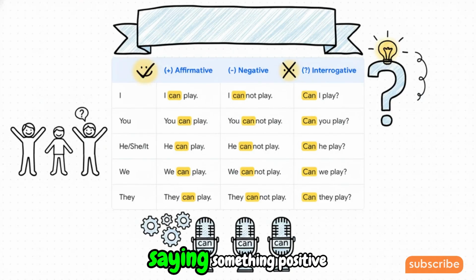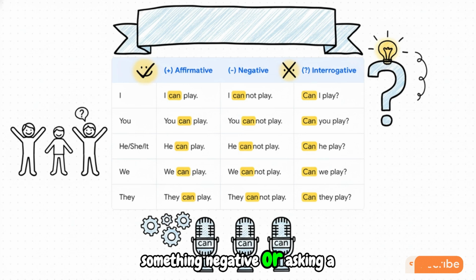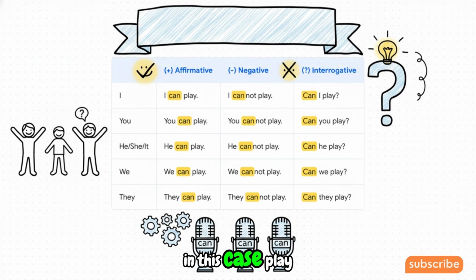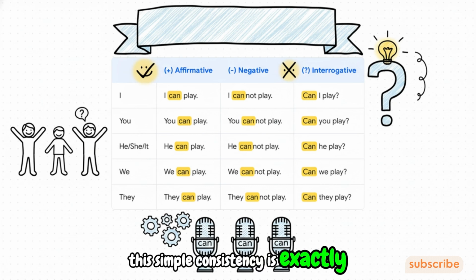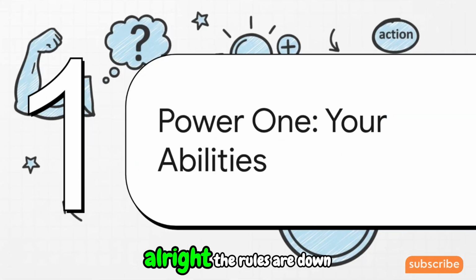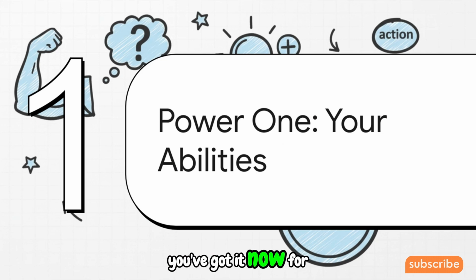It doesn't matter if you're saying something positive, something negative, or asking a question, can stays the same. And get this, the verb that comes right after it, in this case play, it doesn't change either. No adding an S for he or she. This simple consistency is exactly what makes can so easy to use and so powerful. All right, the rules are down. You've got it. Now for the fun part.